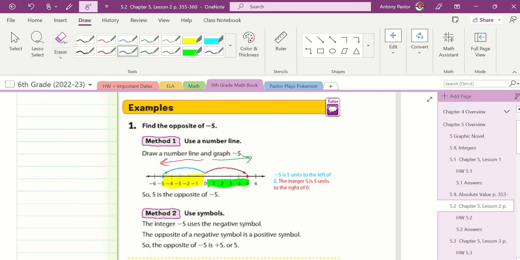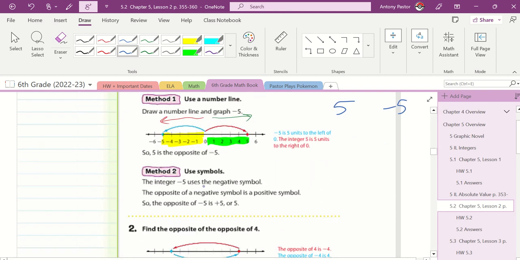So there's an easy way to do this. If the number that you're finding the opposite of has a negative symbol, drop it. So the opposite of -5 would just be 5. On the other hand, the opposite of 5 would be -5. Just think of it like its evil twin.